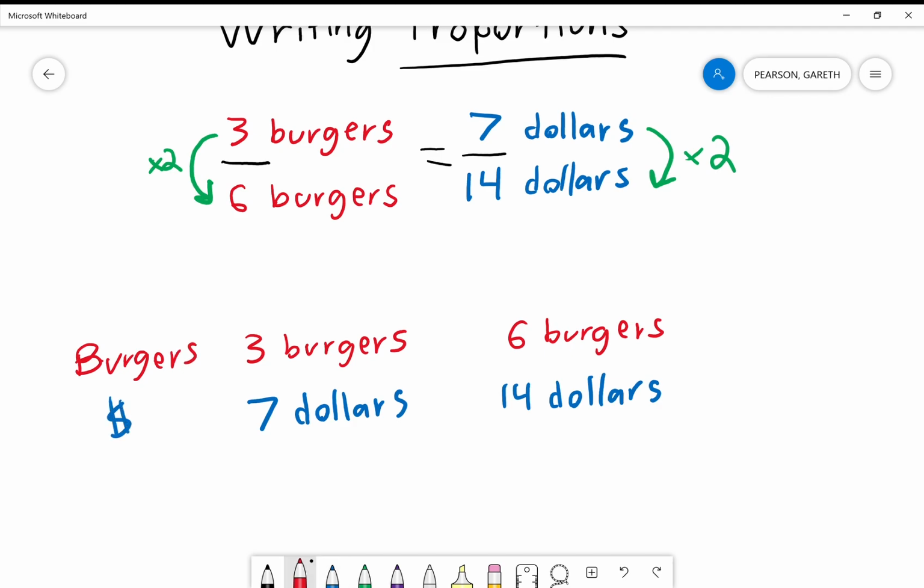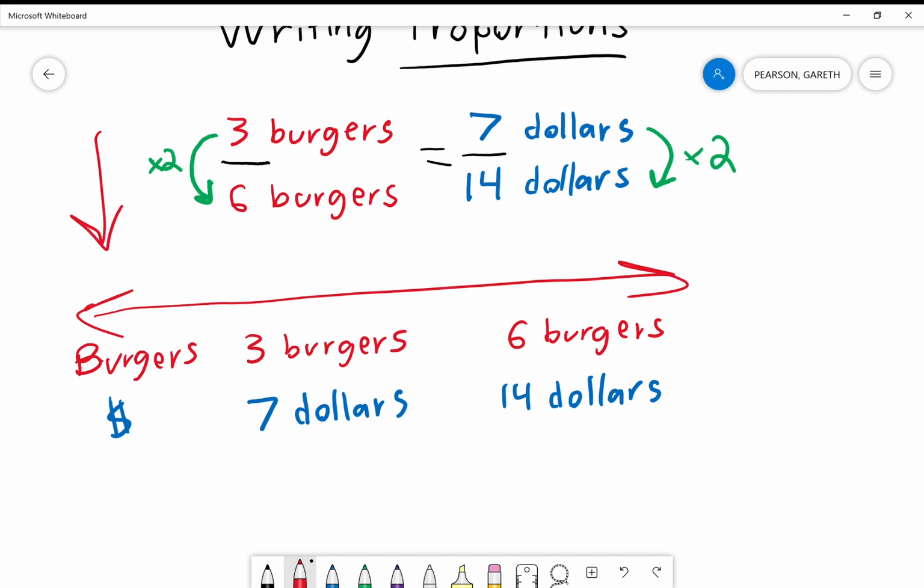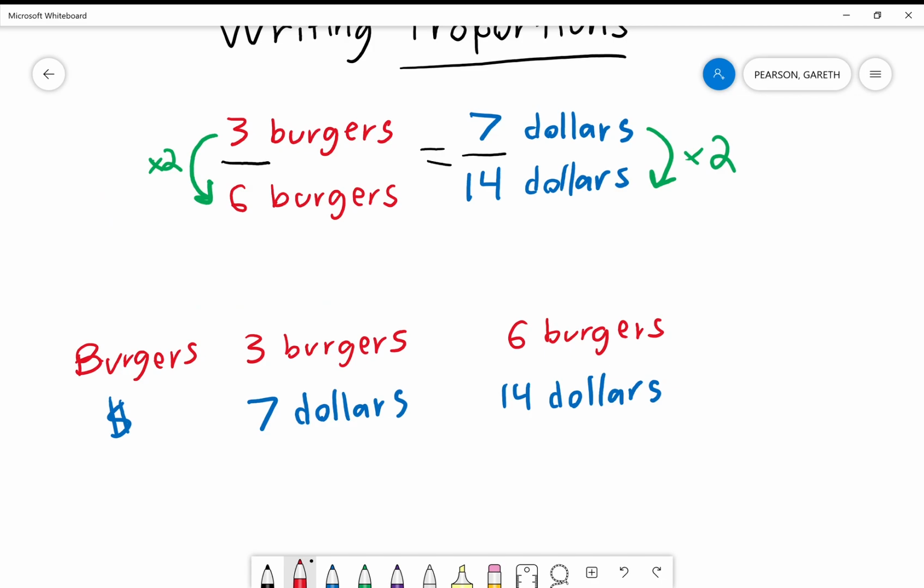It's still a chart. Now you're putting your burgers together going left to right instead of up and down. But it is the exact same thing. I hope that makes sense. Okay, here you've also made two equivalent fractions. 3 over 7 equals 6 over 14. Voila! You just wrote a proportion up there. You just wrote a proportion down here.